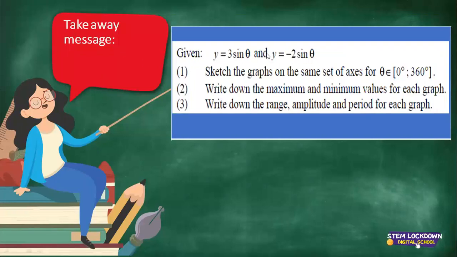y equals 3 sine theta, and y equals minus 2 sine theta. Sketch the graph of y equals 3 sine theta and the graph of y equals negative 2 sine theta on the same set of axes, where theta is from 0 to 360. Then write down the maximum and minimum values for each graph, the range, the amplitude, and the period for each graph.